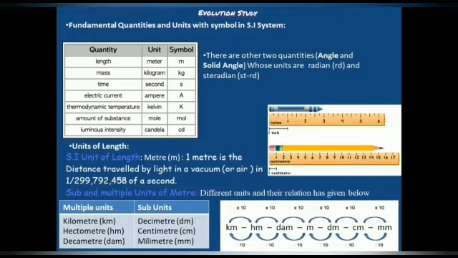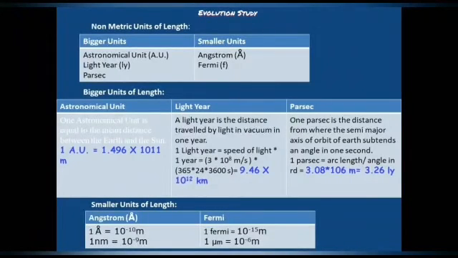Now what is the unit of length? The SI unit of length, meter M. 1 meter is the distance travelled by the light in a vacuum or air in 1 by 299,792,458 of a second. Now the sub and multiple units of meter. Different units and their relation are given below. The multiple units are kilometer km, hectometer hm and decameter dam, and the subunits are decimeter dm, centimeter cm and millimeter mm.